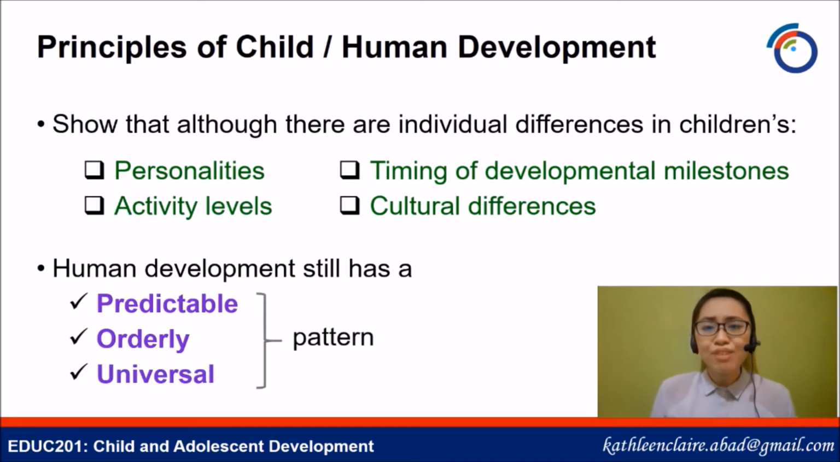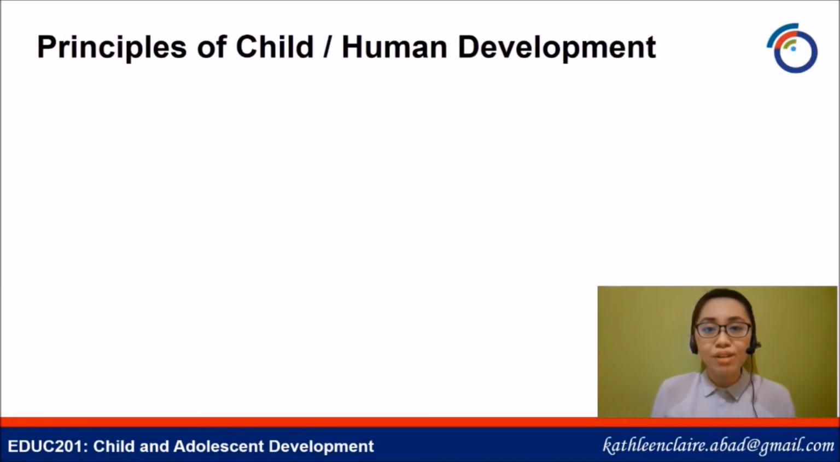So despite the fact that human development is unique for every individual, meron pa din tayong pattern na makikita which will help us better understand the changes that humans go through over the course of their life. So we have 9 principles of human development.